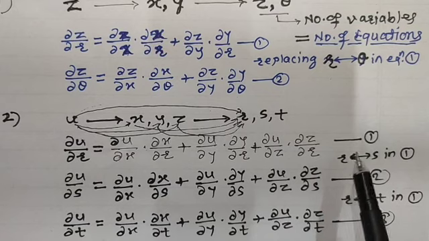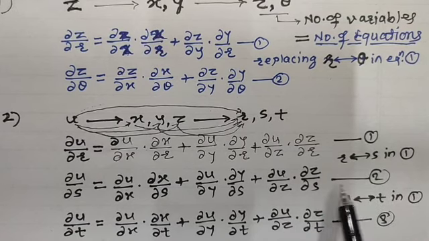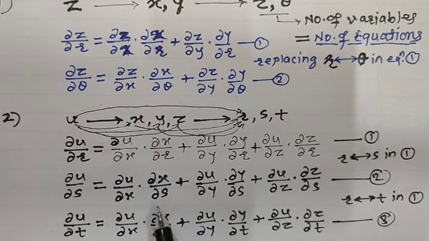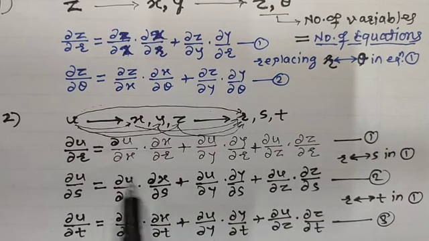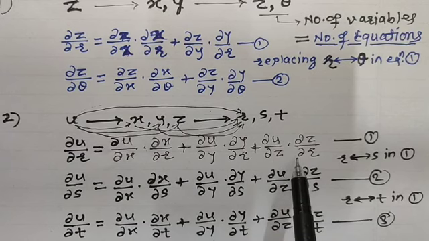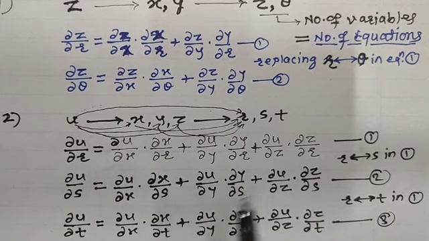In this way, 3 equations are obtained: equation number 1, equation number 2 and equation number 3. In each equation, there exist 3 terms: term number 1, term number 2, term number 3. This is the second flow diagram, where you can apply the chain rule.